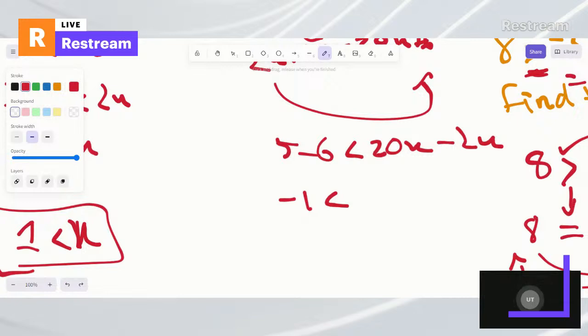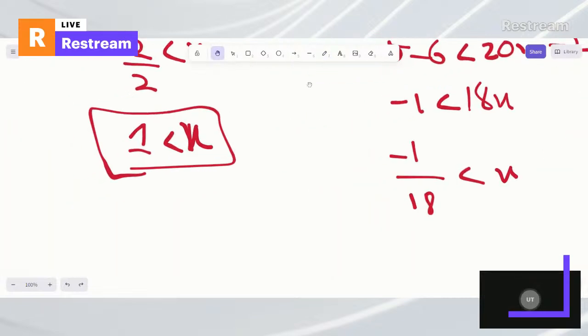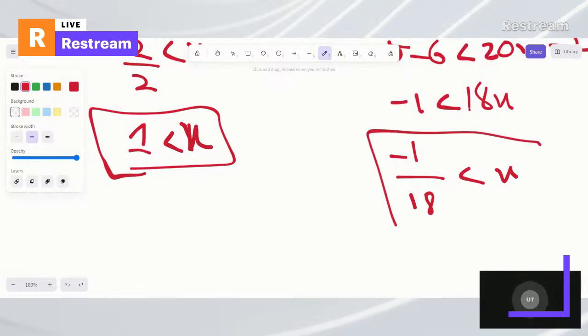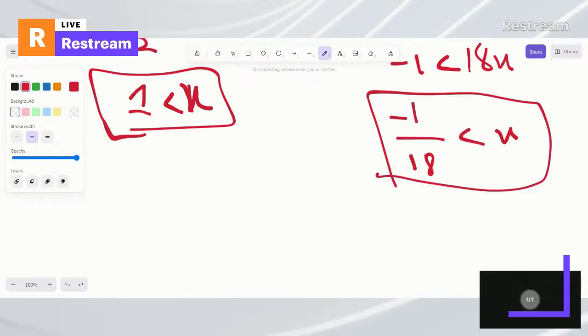So negative 1 is greater than, so it's going to be 18 over here. So the final answer would be x is greater than negative 18, right? Negative 18. So here I have two greater than values, so what do we do? I have to write it together.